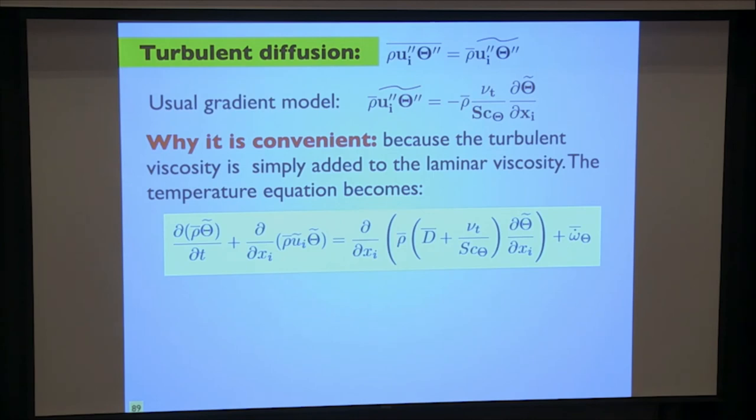So why is it easy? Well, because if you replace this term by this one, it actually comes very handily here. It adds to the laminar term. So if you replace this term by this one in the Navier-Stokes equation, you end up with a very simple equation where you have the laminar viscosity plus a turbulent viscosity. And so to code, it's easy.